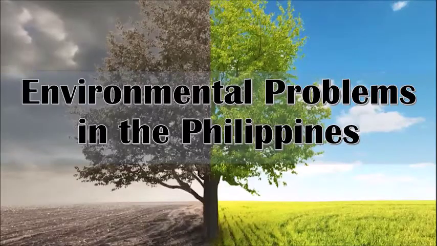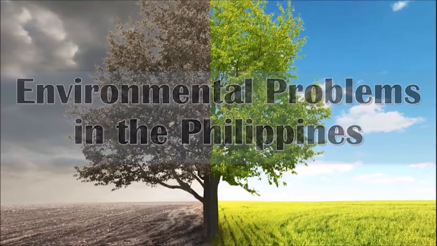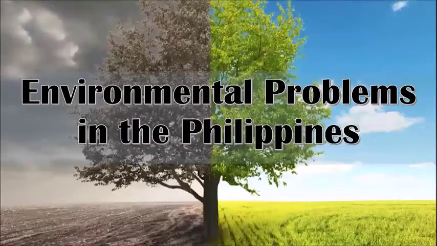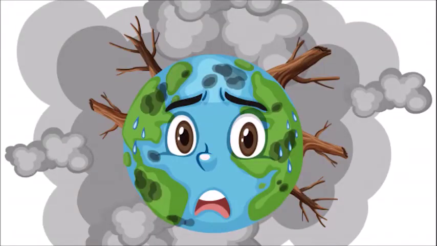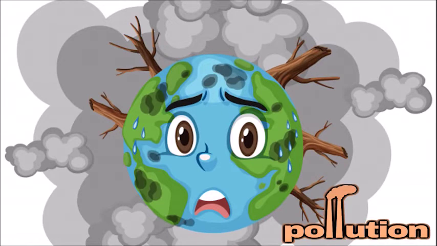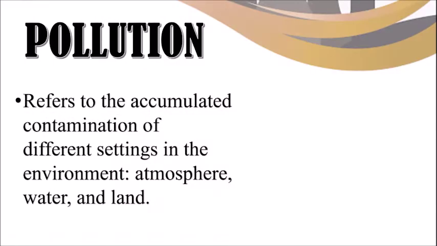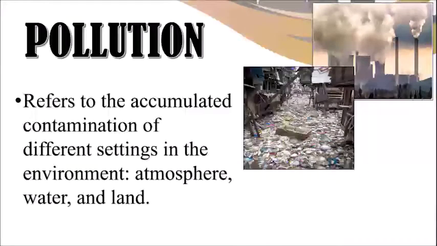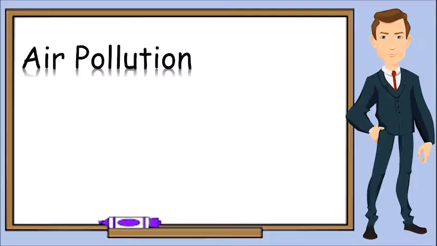Our lesson for today: environmental problems in the Philippines. The first environmental problem in our list: pollution. Pollution refers to the accumulated contamination of different settings in the environment, such as the atmosphere, water, and land. Let us now proceed to the first kind of pollution in our list: air pollution.